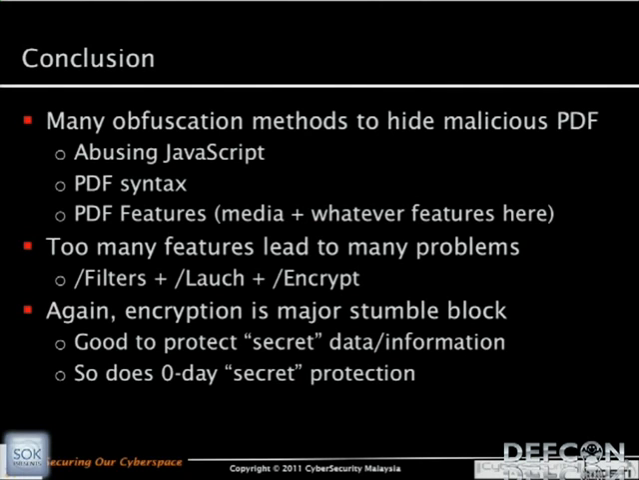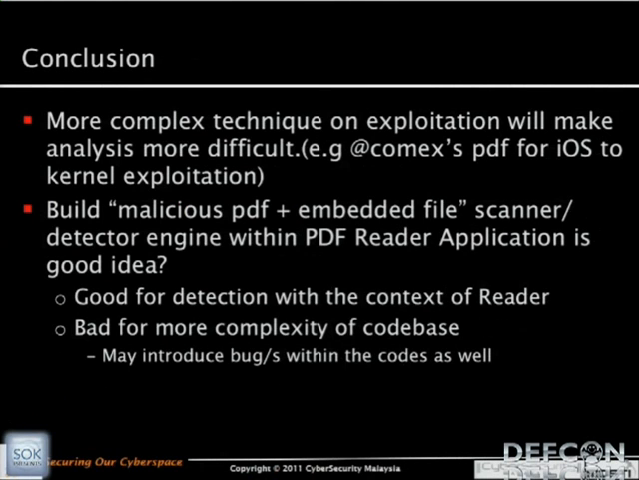And you also have /Encrypt, which I just showed in a demo. Again, encryption is a major stumbling block. It's good to protect your secret data, and it's also useful for 0-day protection as well. You can protect a 0-day within this encrypt function. More complex exploitation techniques make analysis more difficult, I think. For example, Comex's PDF on iOS leads to kernel exploitation. Of course, there is a kernel bug as well on this, right?